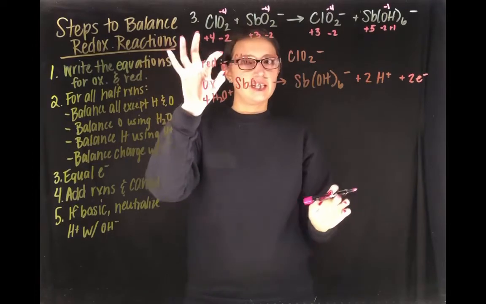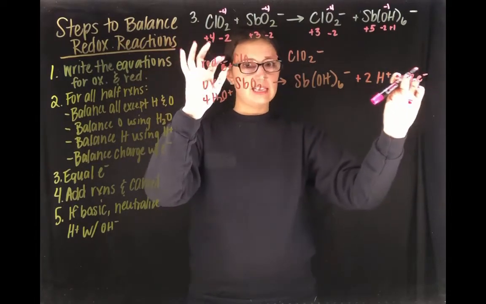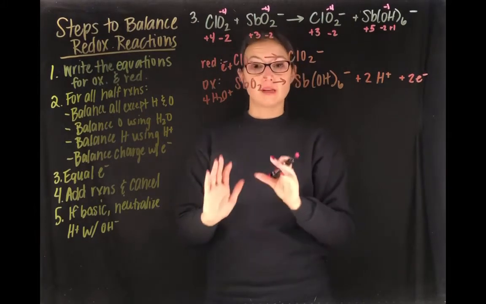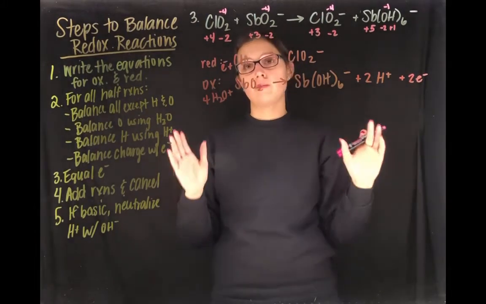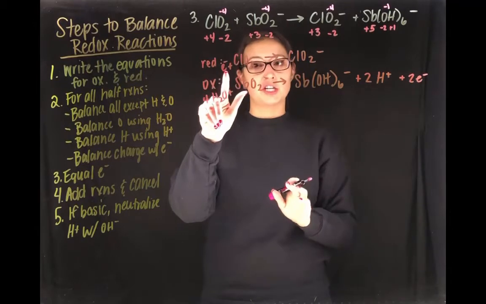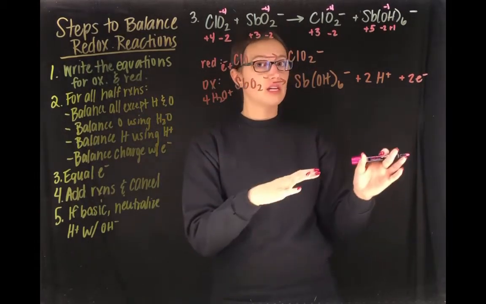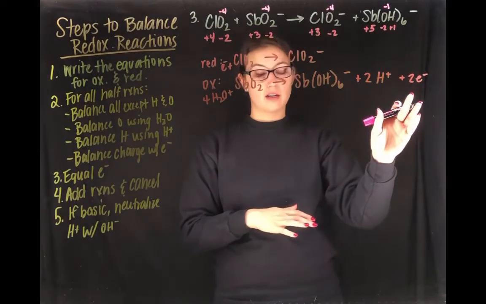Notice that I added the electrons to the opposite sides in each half reaction. If you are adding them to the same side, something is wrong. They always should be added to the opposite sides because reduction is gaining electrons, so it's a reactant. Oxidation is losing electrons, and so it should be a product.